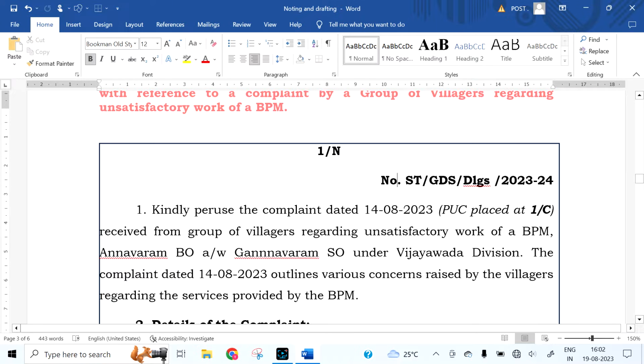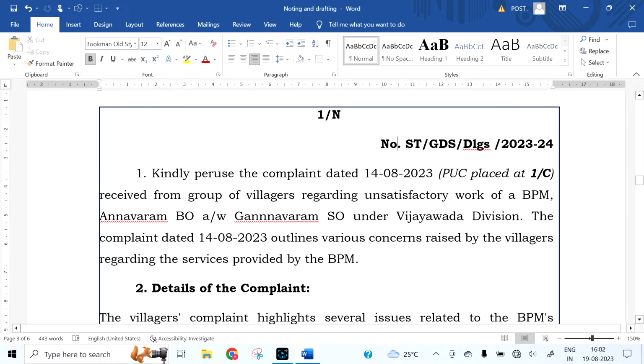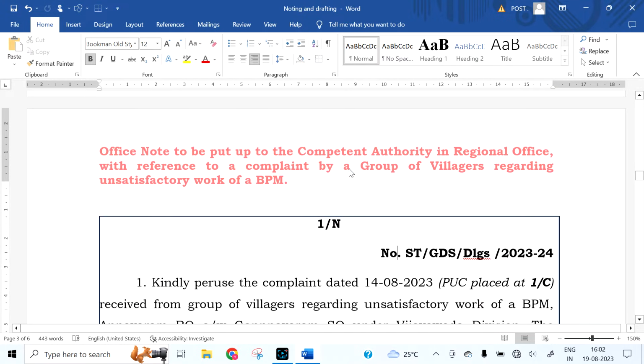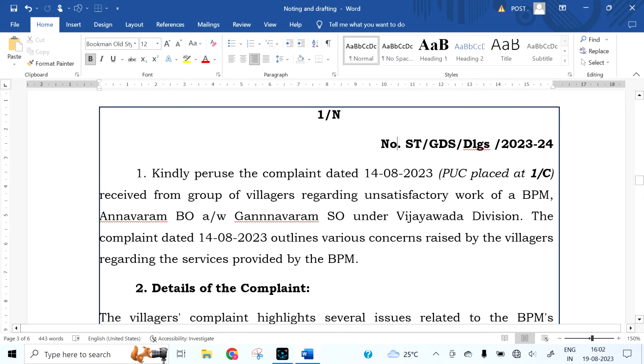And here generally the note sheet will have running para numbers. That will be good for you. Kindly peruse the complaint dated 14/8/2023. We have seen that there is a complaint from a group of villagers on the BPM. So some date we have to mention, and PUC means paper under consideration. That is the complaint that is given, and it is placed at 1C. That means in the correspondence portion, this 1N means note sheet.